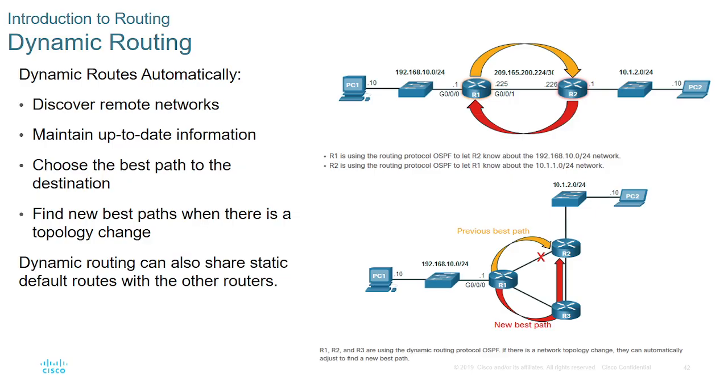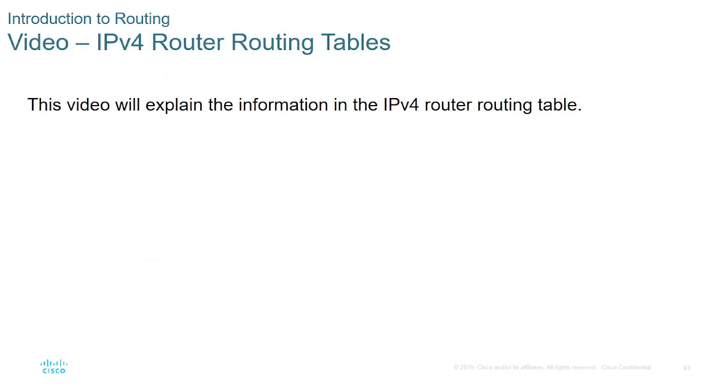So dynamic routes can also share static routes and default routes with other routers. So if you have a dynamic routing protocol and you also have static routes, the dynamic routing protocol will inform the other routers about the static routes that you have. So they make it very easy for routing updates and routing information to be propagated. Examples of dynamic routing protocols are OSPF. OSPF can be configured on two routers and it will be able to exchange and share routing information.